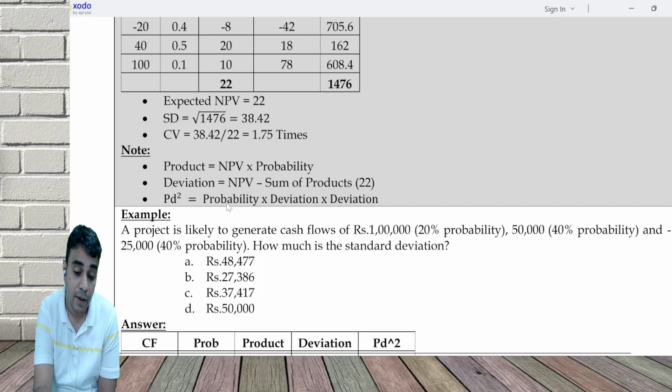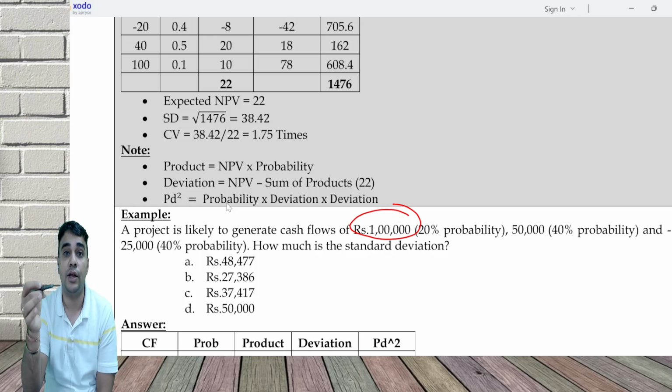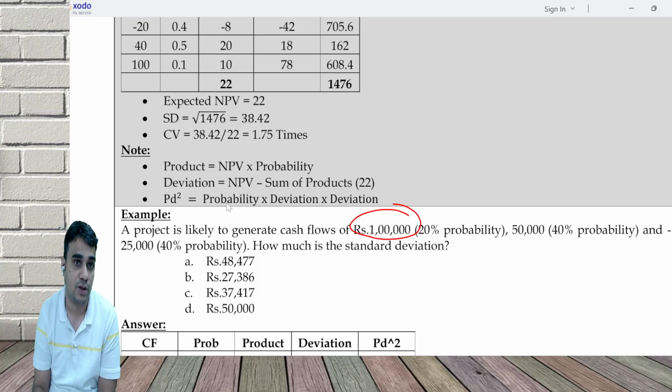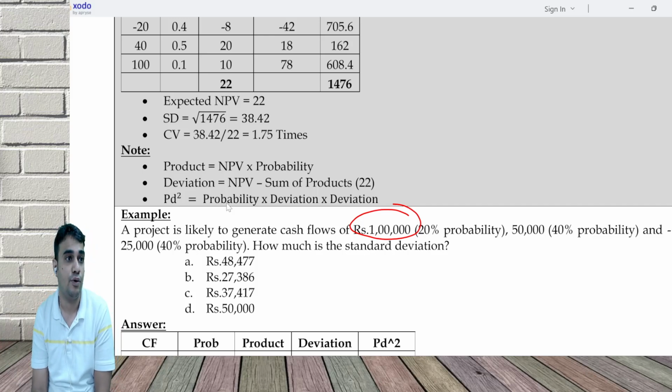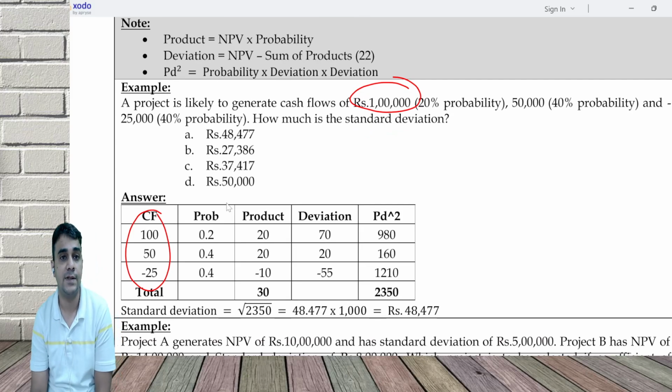Don't write the number as 1 lakh. If you write the number as 1 lakh, deviation will be 10,000, and 10,000 into 10,000 will run into so many zeros. So if they give 1 lakh, I'll do it either in hundreds or thousands, or lakhs. So I'll write the numbers as 100.